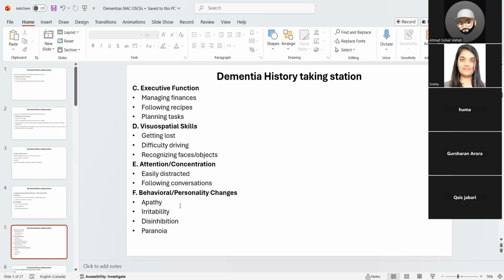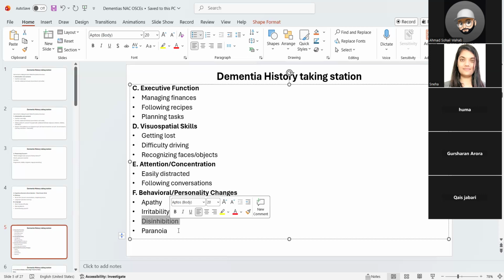Now, next thing we have to cover is behavioral changes or personality changes. This is very important. This will help us in narrowing down our differential diagnosis to apathy, irritability, disinhibition, paranoia, any of these changes. Disinhibition, we can see it in one specific type of dementia, that is frontotemporal dementia. In this specific type, patients would have disinhibition.